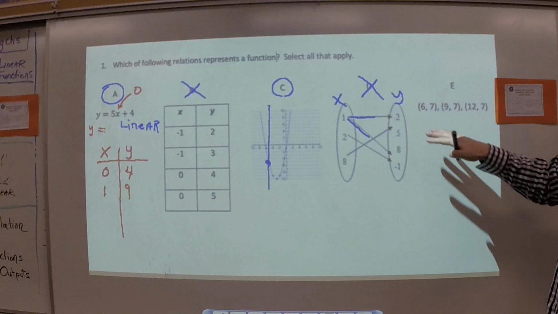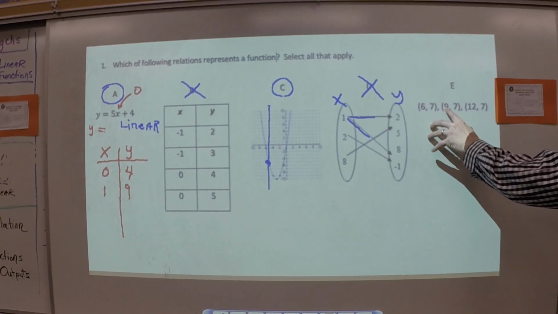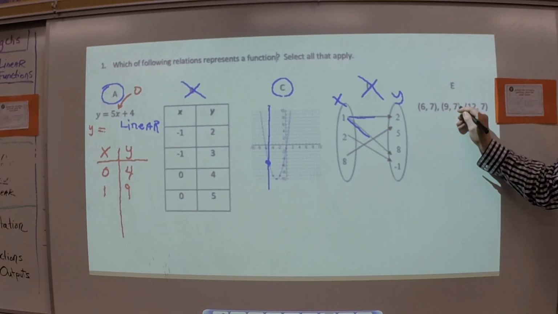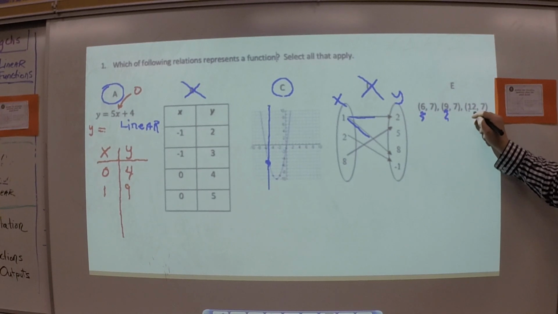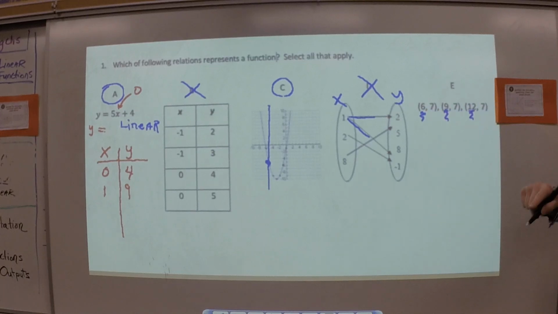All right, and so take a look at this right here. 6, 9, and 12. We don't care if it's 7, 7, and 7. We care about this value and this value. So are the x values unique? Yes, they are. So this would actually be yes, a function. So our answer on number 1 is A, C, and E. Okay, check out number 2.